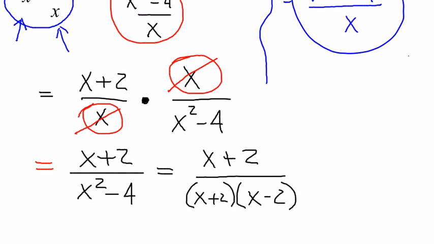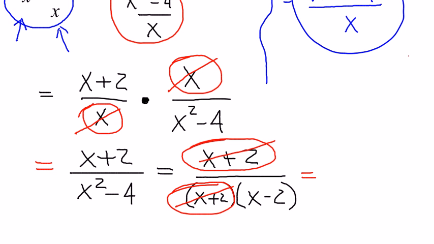So now, once again, we see an x plus 2 in the numerator and an x plus 2 in the denominator. So we can cancel out since those are factors. So remember, you can cancel factors, not sums. So that's just going to equal whatever's left over in the numerator, which is a 1, and then divided by what's left in the denominator, which is an x minus 2.